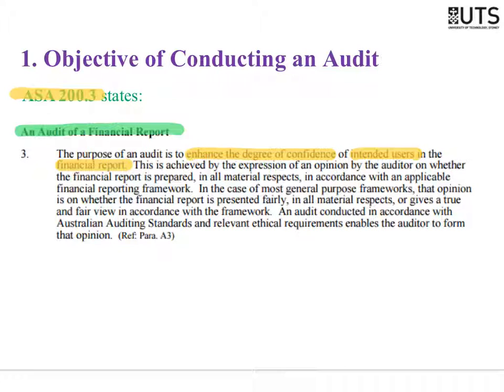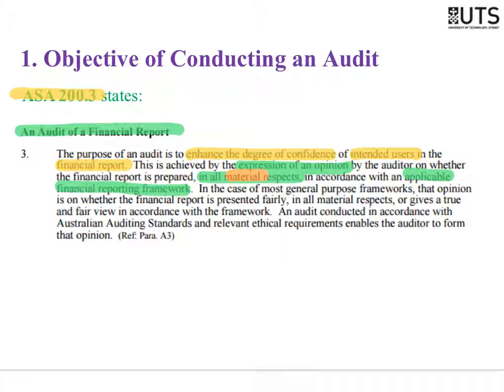Now, the final thing I just want to highlight while we're here is that we're going to express an opinion, and that's called the audit opinion. We've started talking about those a little bit, on whether the financial report is prepared in all material respects in accordance with an applicable financial reporting framework. First things first, I'm going to do this in red. Actually, I'll do it in orange.